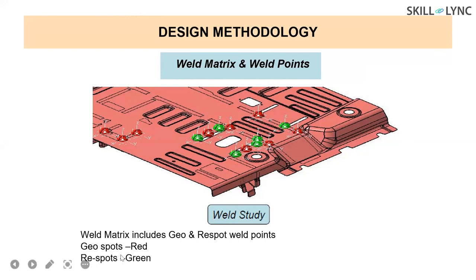The respot welds are the green places, where I can make pins or clamps available. With respect to that, I will be clamping over these particular regions, and I can do spot welding over the red spots first. After completing that, I can move the clamps to the other position and use respot welding on the green spots. Clear, guys? Any doubt in this till now?